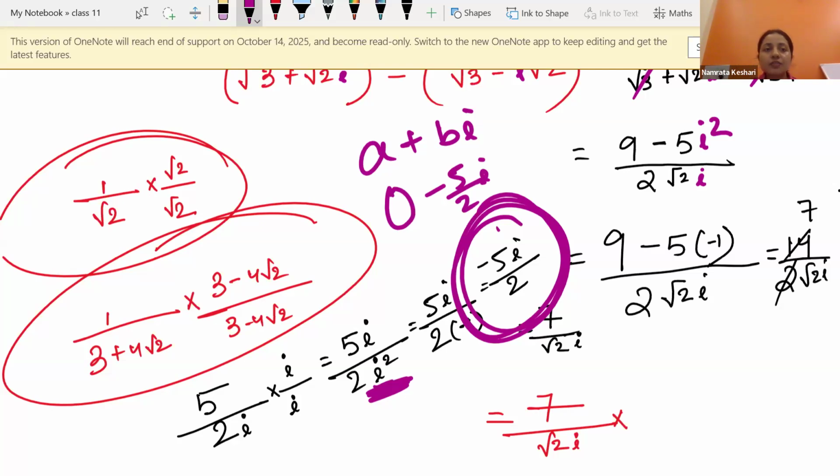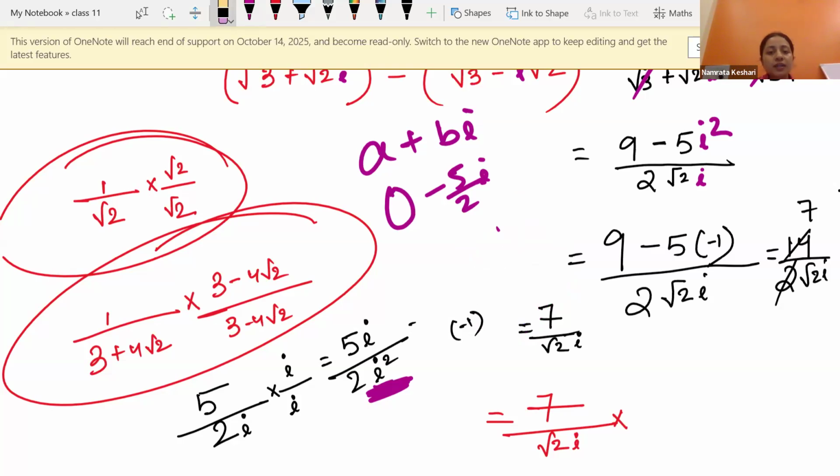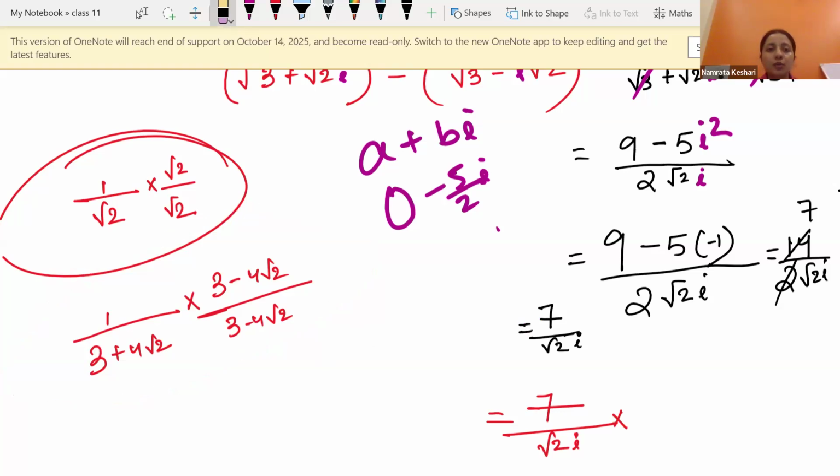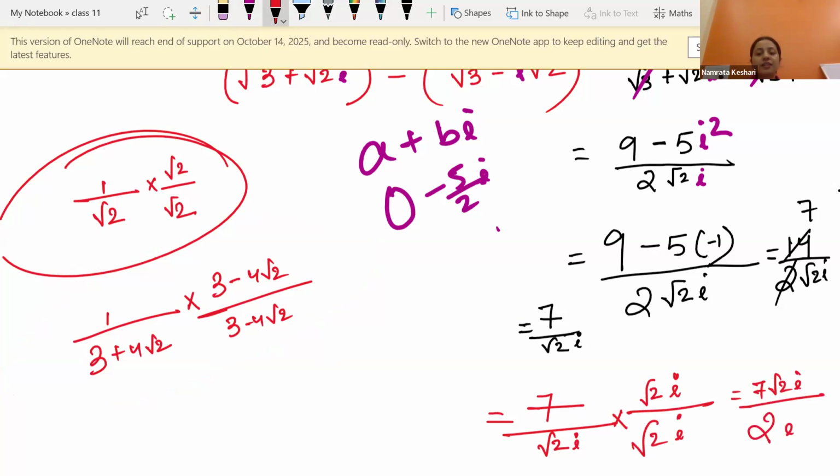Is it clear? In our case also we are going to do the same thing, but we are going to multiply numerator and denominator with root 2i, because we are trying to remove the square root from here too. We will not leave a root in the denominator, so rationalization. We will multiply root 2 as well as i in the numerator, and root 2 as well as i in the denominator. Due to that, our numerator became 7 root 2i, and our denominator became root 2 into root 2, into i square. Is it clear?